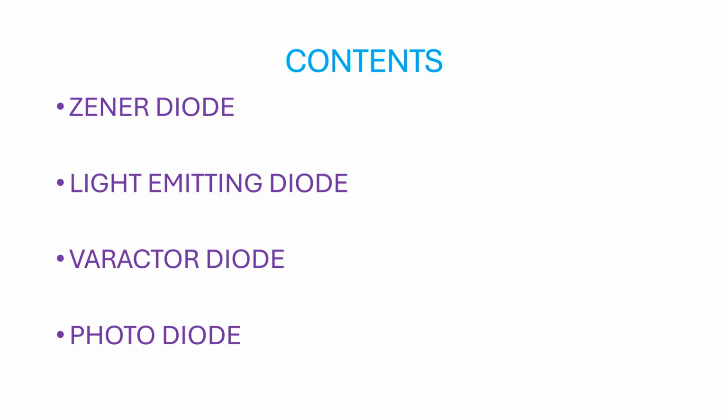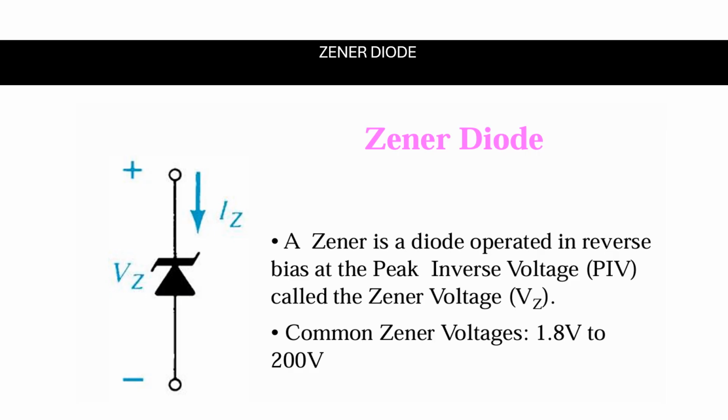In this lecture, we will see different types of diodes: Zener diode, light emitting diode, varactor diode, and photodiode. So, Zener diode. All these diodes are nothing but PN junction diodes, with slight differences. The Zener diode is nothing but a PN junction diode, but heavily doped. The Zener diode is heavily doped when compared to the PN junction diode.